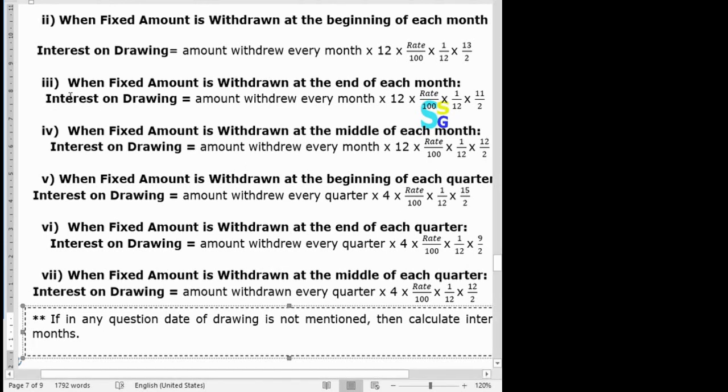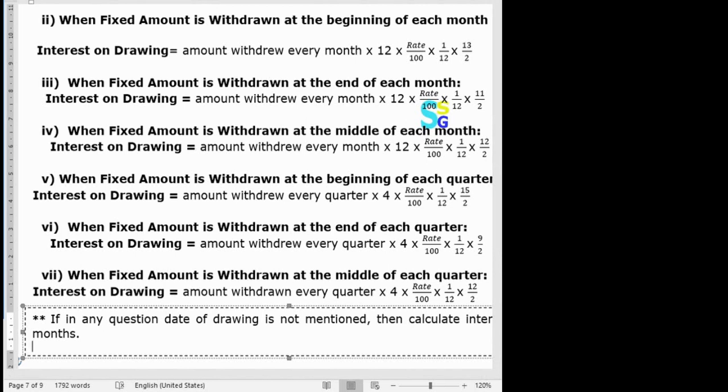So now if we go to the second one, that is when a fixed amount is withdrawn at the end of each month. Earlier we had at the beginning of each month, now we have at the end of each month. So what will be the formula? Interest on drawing is equal to the amount withdrawn every month into 12 into rate by 100 into 1 by 12 into 11 by 2. Why is it 11 by 2? Again, you use the same method I told you.